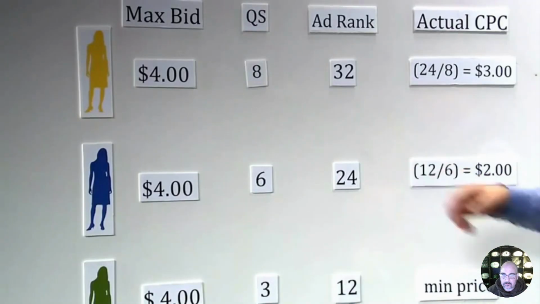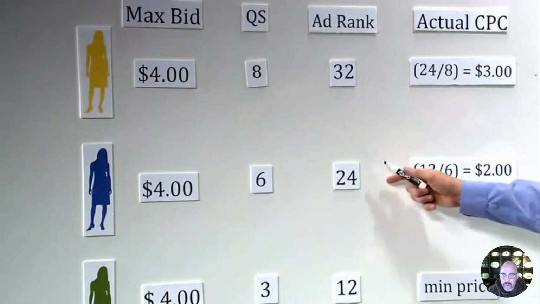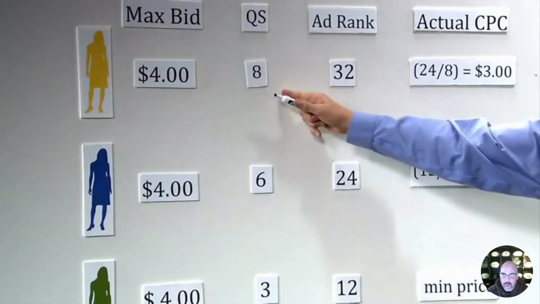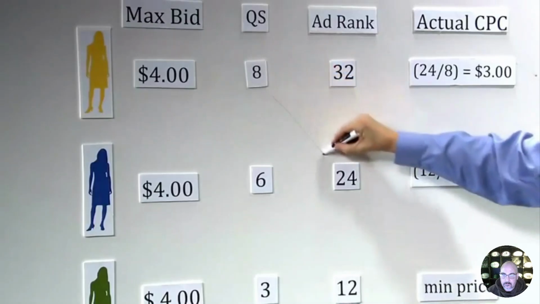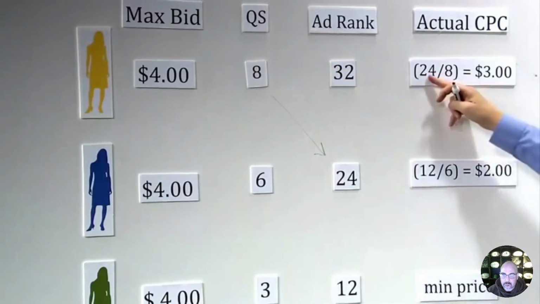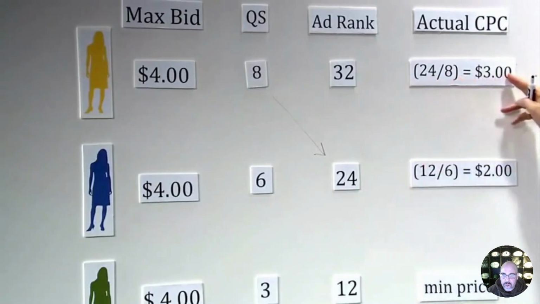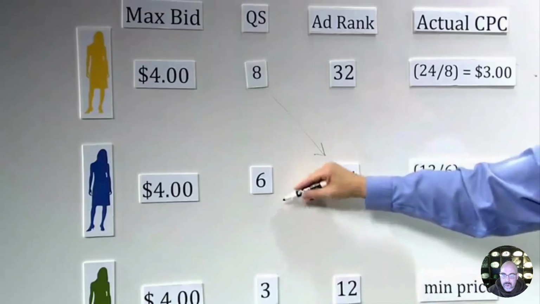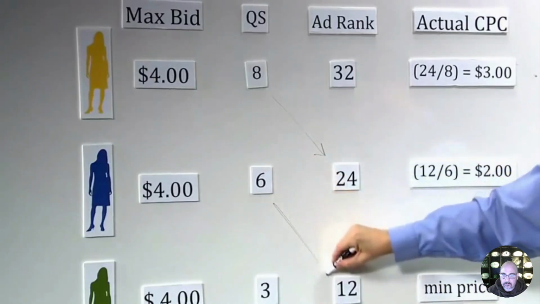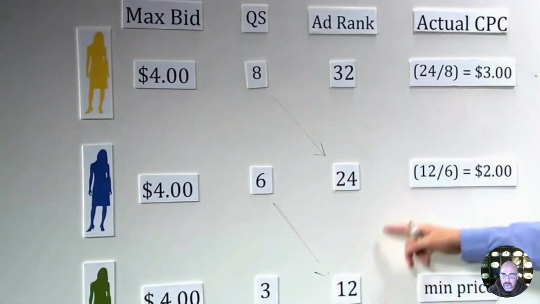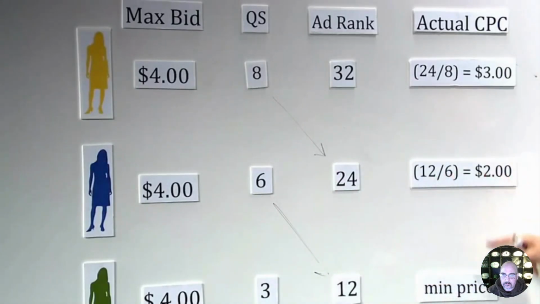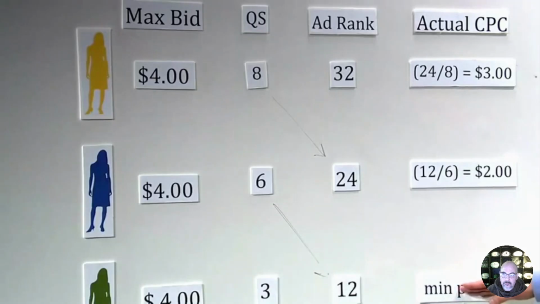So what determines the price? Well, the price is going to be the ad rank of the advertiser below divided by the quality score of the given advertiser. So in this particular case, it's going to be 24 divided by 8, or 3. In this case, it's going to be 12 divided by 6, or 2. And finally, for the last advertiser, in this example, there's no advertiser below, so the price this person ends up paying per click is just the minimum price that's determined for that auction.